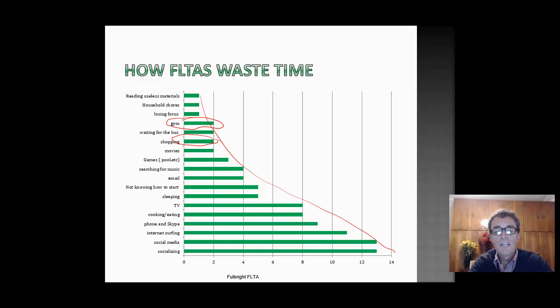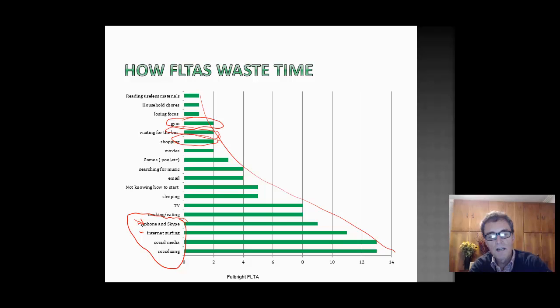Shopping as wasting time. That's also debatable. I mean, sometimes you have to shop. Waiting for the bus is a waste of time. Well, maybe if the bus comes late, it's a waste of time. But if you look down here at these, you can see that the 4 worst ways in which people waste time are all social. In other words, they're in dealing with other people, except maybe for internet surfing, which may involve simply the FLTA and the internet.